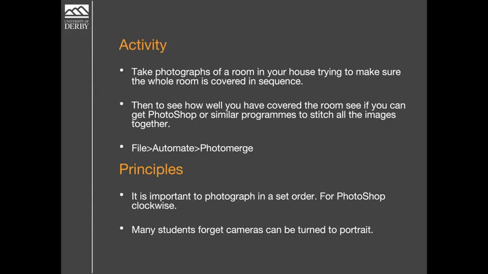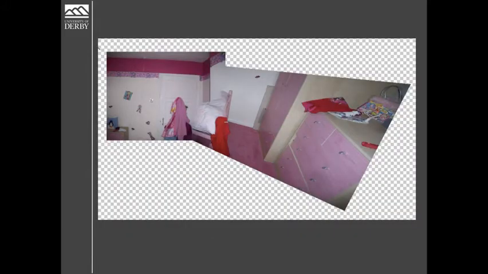Quite simply, File, Automate, Photo Merge will allow you to merge all the photographs together for good or ill. Sometimes it works, sometimes it doesn't work. For example, Photoshop does like things being done in a clockwise direction. Also, many students forget the camera can be turned to portrait, so they put it horizontally, which means you'd have to take more photographs. That's a classic. It's tried to merge things together, but hasn't really worked.